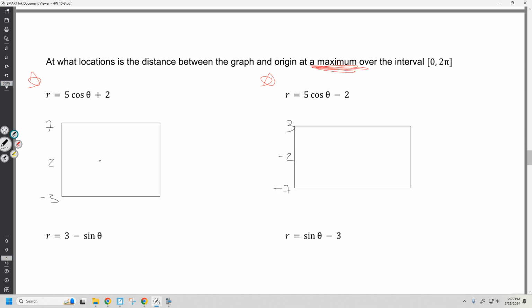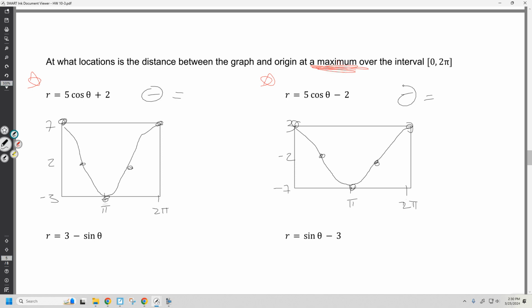My graph goes from a max, midline, min, midline, max, and my graph goes from a max to a midline to a min to a midline to a max. So I'm providing all the information you need to answer this question. And here's the question: at what theta will the distance be a max from the origin? It keeps going up.